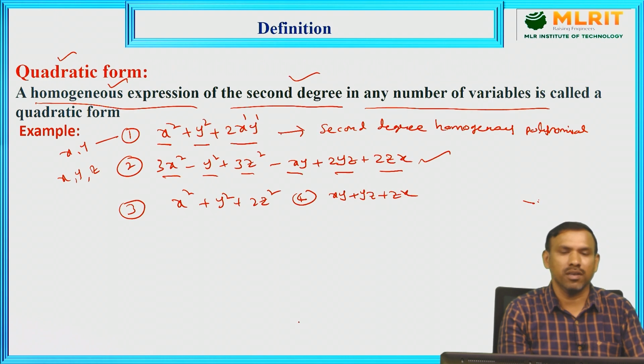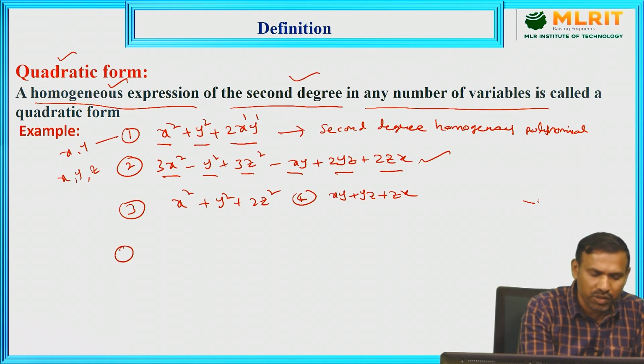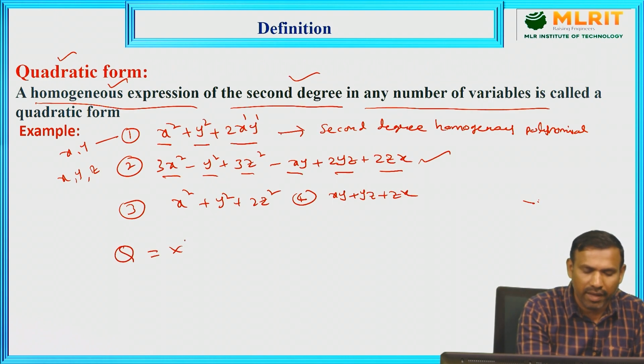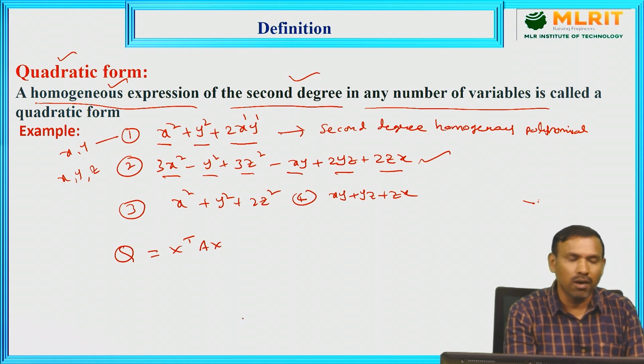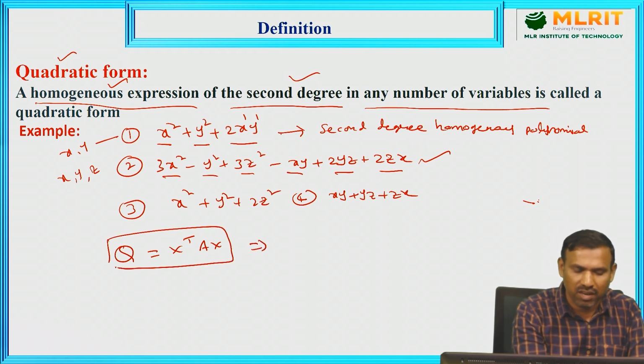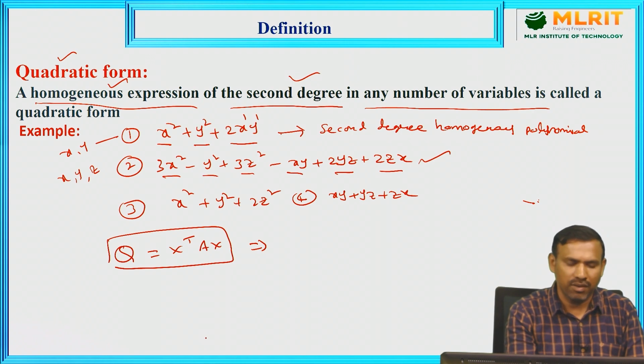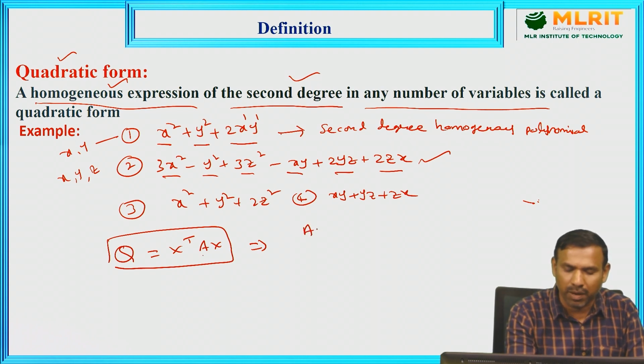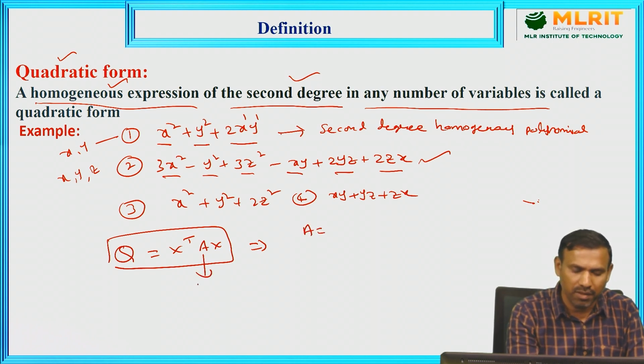Before that, the quadratic form in general has the expression Q equal to x transpose Ax. Definitely this will give the quadratic form. This is the quadratic form formula, x transpose Ax. In how many variables do you want the quadratic form? Suppose A is 2 by 2, then 2 variables; 3 by 3, then 3 variables. Let us say A is a symmetric matrix. Here A must be symmetric.